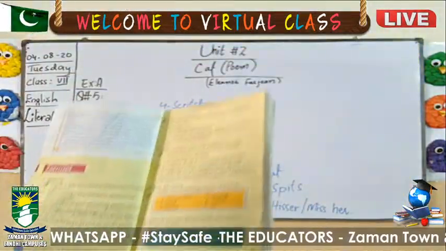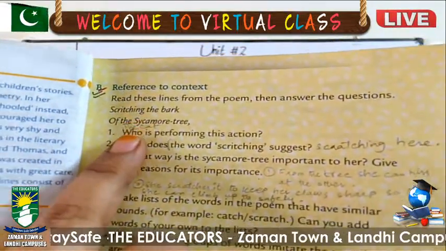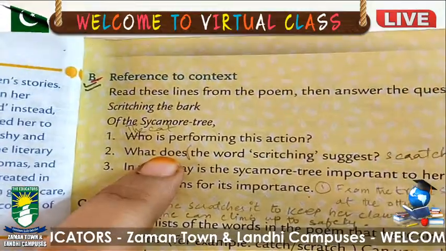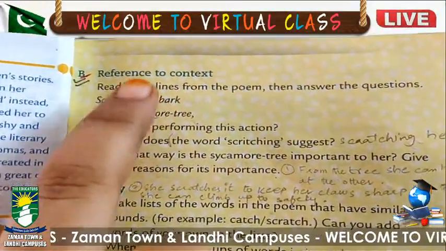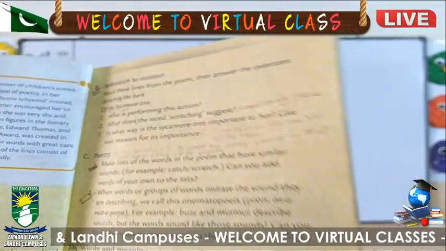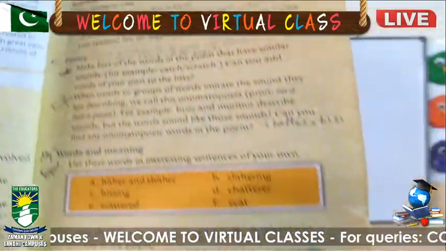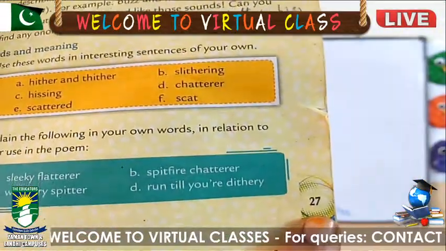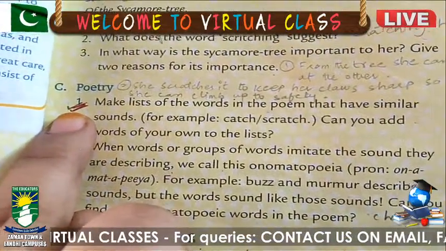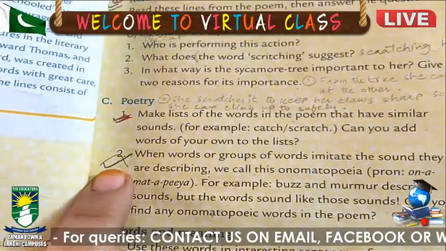Then this is your reference to context. What you have to do? You have to write the question and answer both. But before writing the question answer, you will give a reference to the poem. Then we will move towards exercise C, on the same page, page number 27. Exercise C, part 1. We will attempt part 1. We will omit part 2.